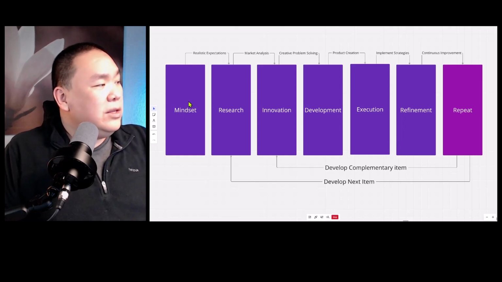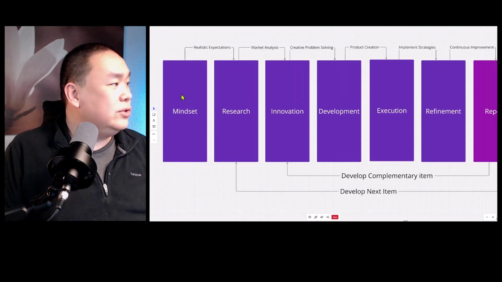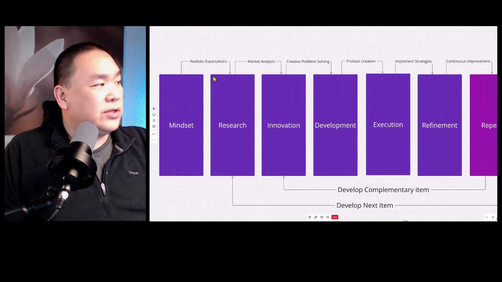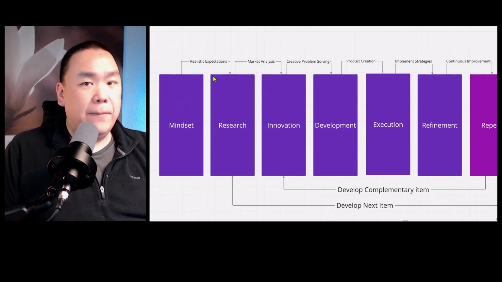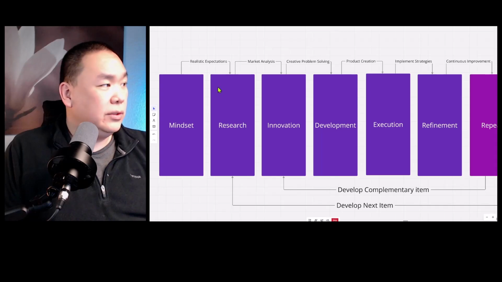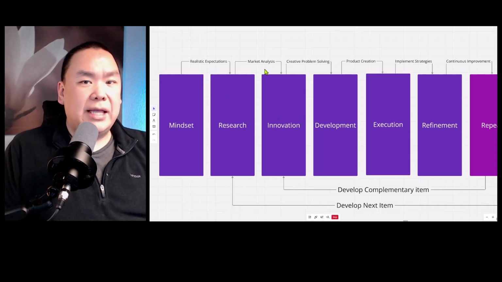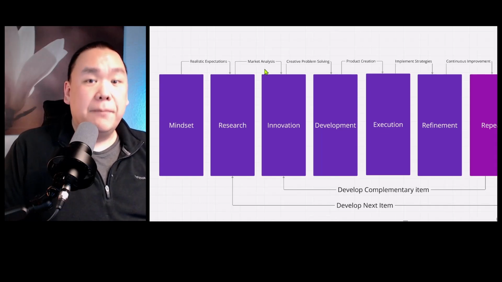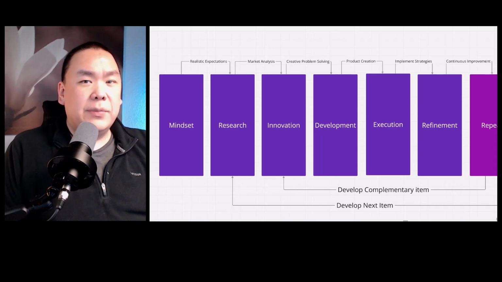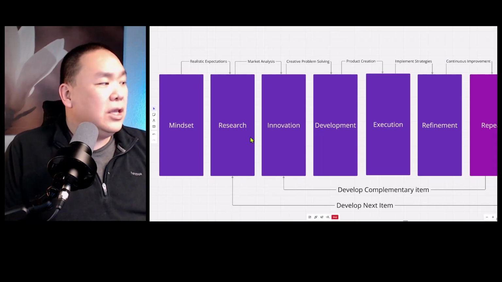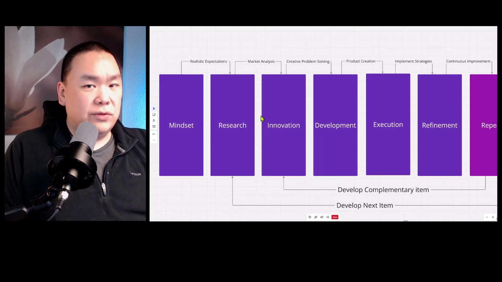So when you think about exactly what happens in between all of these classes, when we slightly zoom in, the mindset to research is where we're going to develop our realistic expectations about business and what we're going to do. From here, research to innovation is where we start to really understand the idea concept of market analysis. It's one thing to just look at a sea of products, but to really understand what is happening, you need from research to innovation and these building blocks to really get there.